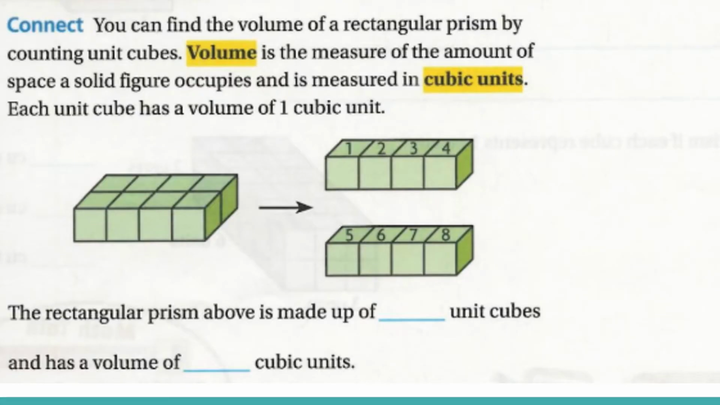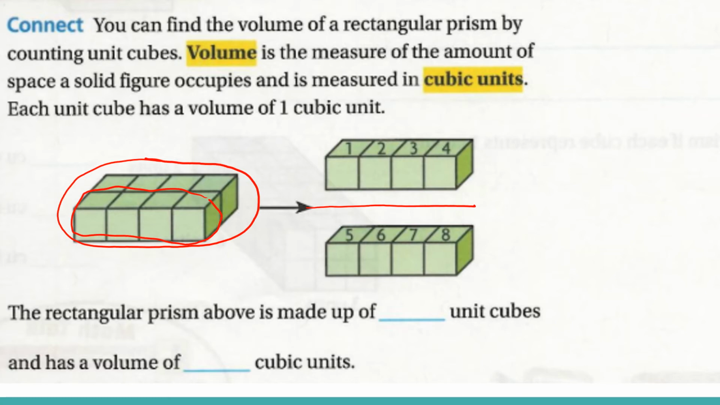So you can find the volume of a rectangular prism by counting unit cubes. Volume is a measure of the amount of space a solid figure occupies and is measured in cubic units. So each unit cube has a volume of one cubic unit. So I look here, I take this rectangular prism and I'm going to split it into two pieces. This level over here has four cubes, and the top piece also has four cubes. So the rectangular prism made above is made up of eight unit cubes. This is a unit cube, so it has a volume of eight cubic units.